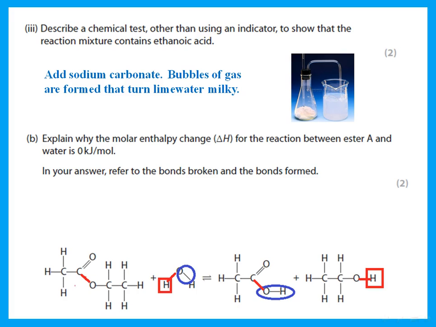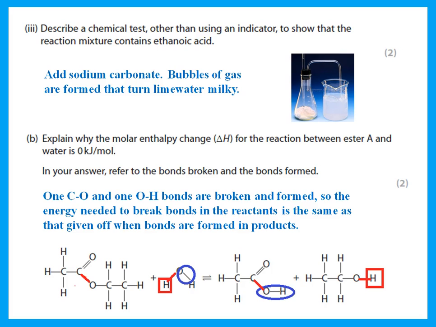Now, if he's telling me that the delta H is 0, that means the energy needed to break the bonds. Now, which bonds are we breaking? We're breaking the CO bond because we're breaking the ester into two, and we're breaking the water, the OH bond, and then we're forming the same kind of bond. We're forming again CO bond and OH bond. So actually, there is one CO and one OH broken and formed. So the same bonds broken or the same bonds formed. So the energy needed to break the bonds in the reactants is the same as that given off when bonds are formed in the product. So the delta H, we said, is the reactants minus the products. Well, they're both the same, so the delta H is 0.